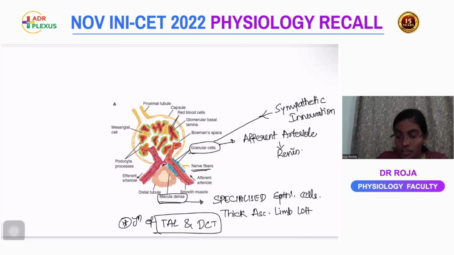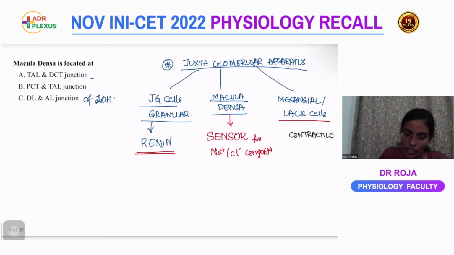Okay. So these are the macula densa cells, which are nothing but the sensors, which will sense the sodium and the chloride composition in the fluid. So this is about the macula densa. So let us go back to the question. Macula densa is located at, the answer is thick ascending limb of loop of Henle and the distal convoluted tubule junction. Okay.